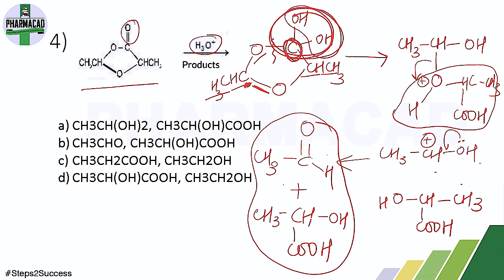Which option? CH3CHO is in this option, option B. Let's check with the second product, CH3CH with OH, OH, COOH. So the correct answer is option B.